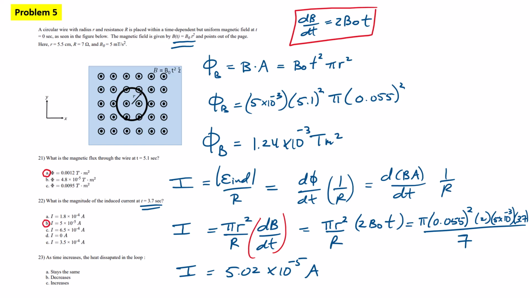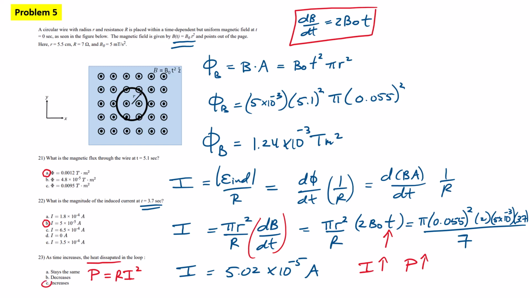All right, the next question says, as time increases, the heat dissipated in the loop. Okay, so for this one, I would think about heat dissipated in the loop as being the power, right? The more power there is dissipated through that resistor, the more heat will be generated. So think about the resistance is not changing. We're saying that this is basically a 7 ohm resistor. But what do you think is happening to the current? The current here depends on time. That means that the current here is increasing, which means that our power being dissipated through that resistor also increases.